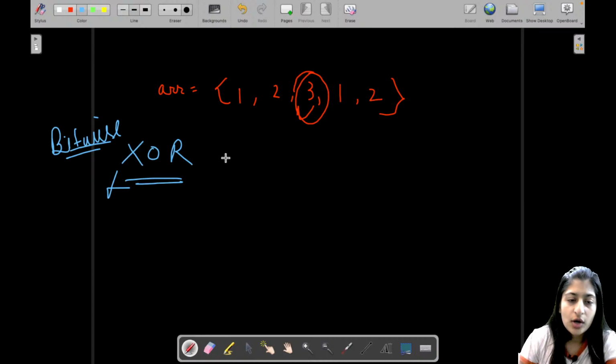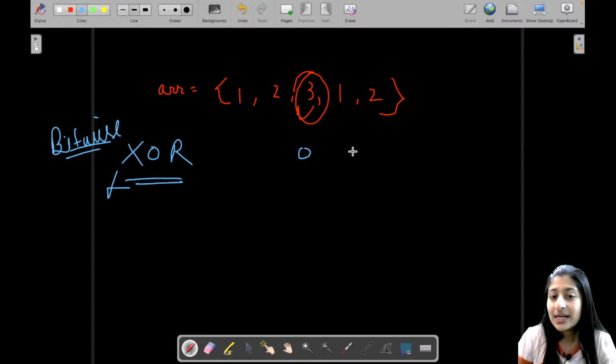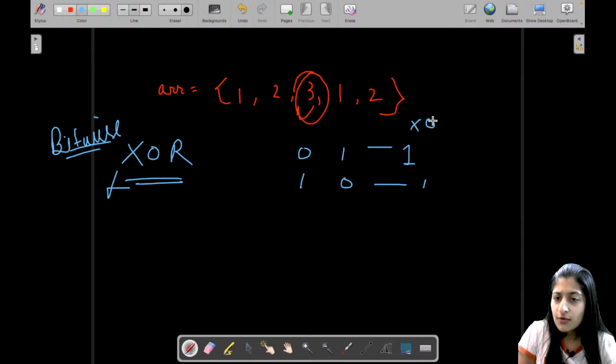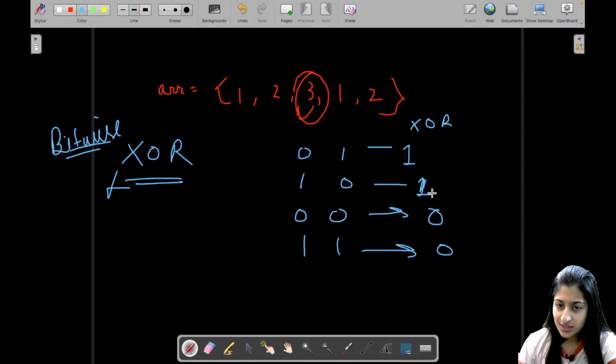Before we move into how we solve this problem, let me just tell you again what the truth table of XOR is. You just need to know that in terms of bits, whenever I have different bits, I get the result as 1. So if I have 0 1, my result is 1. If I have 1 0, my result is 1. If I have two similar bits, 0 0, my result is going to be 0. 1 1, my result is going to be 0. That's how the truth table of XOR looks.